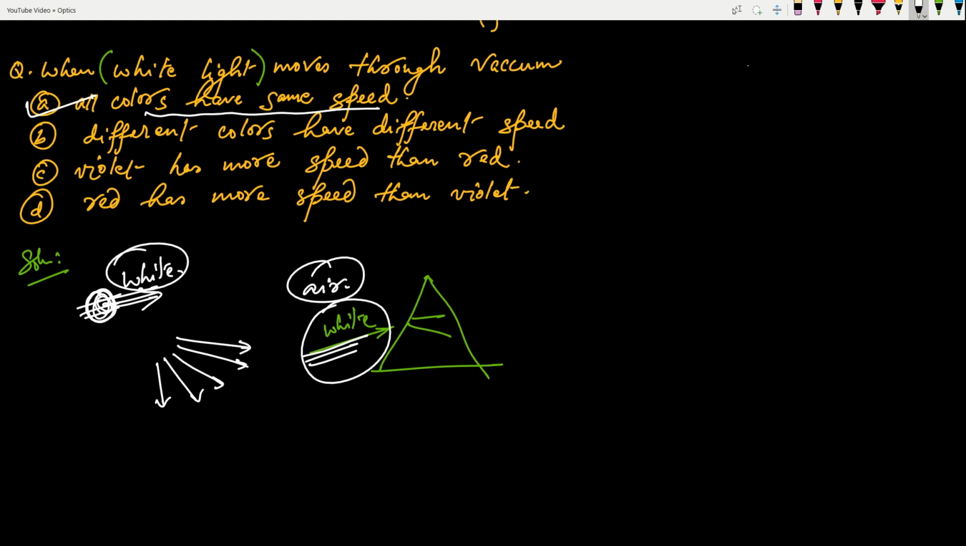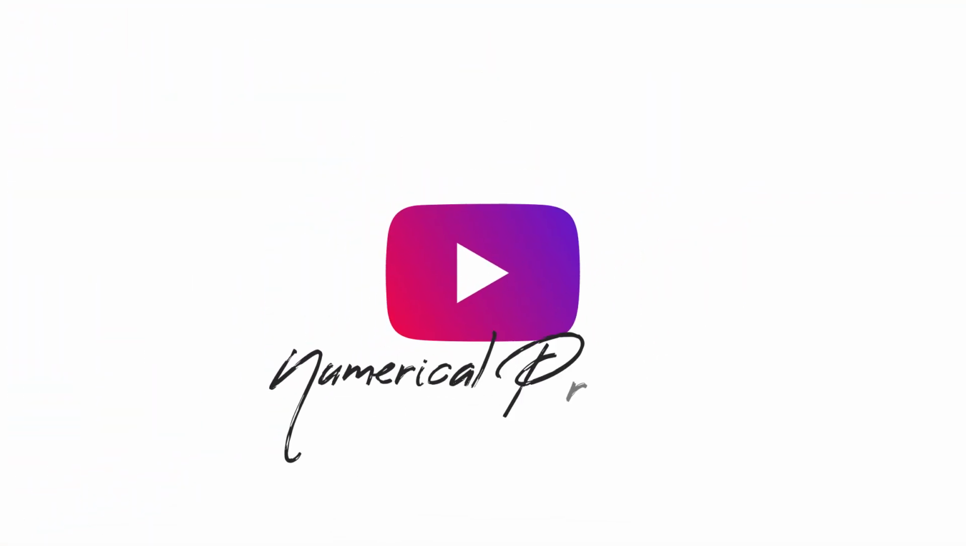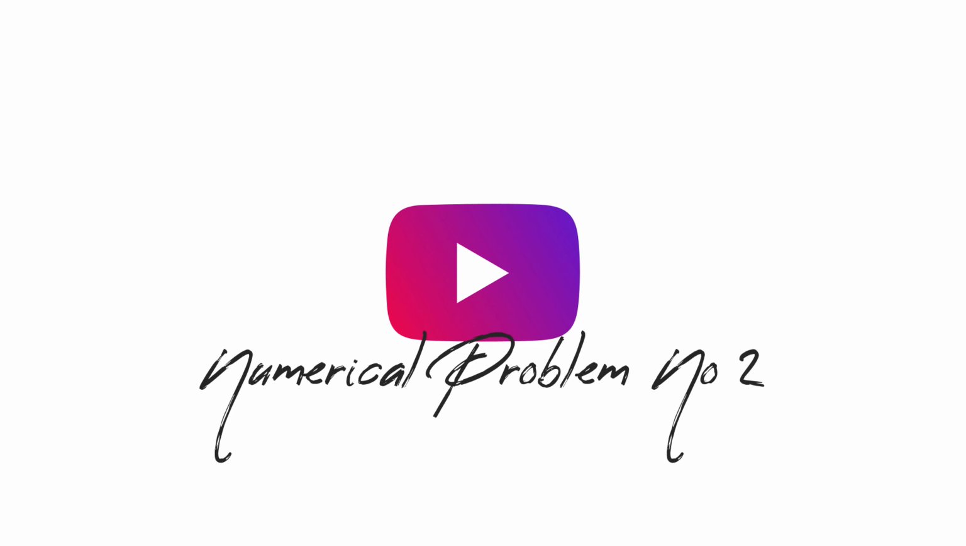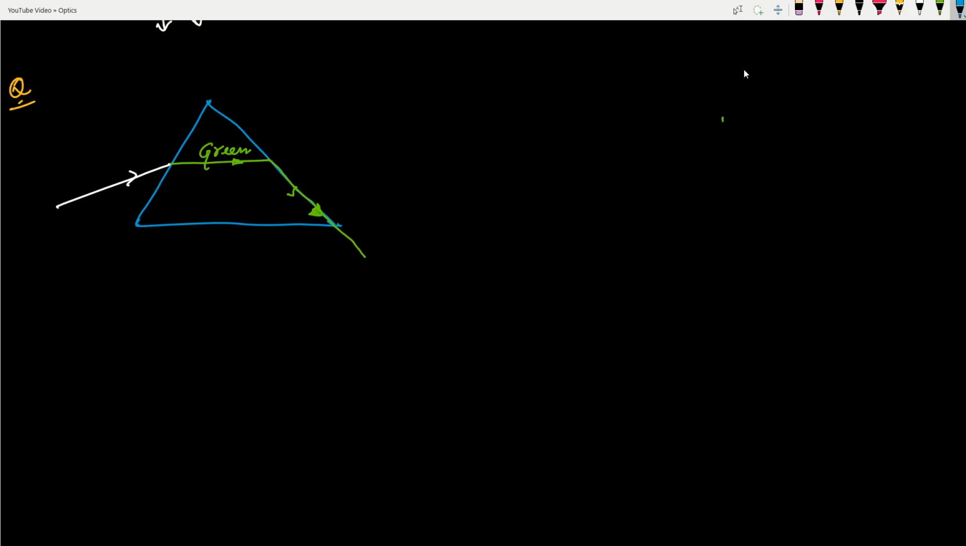Okay, now let's move on to our next question. Now let's look into this figure. It says that this is a prism. A white light comes and is incident on that prism, and the figure shows that the green light after refraction in the second surface undergoes grazing emergence. So which of the lights will undergo total internal reflection and which will not? Now if you have gone through that concept video or the ray diagram that I have shown in this video earlier, then it's easy for you.